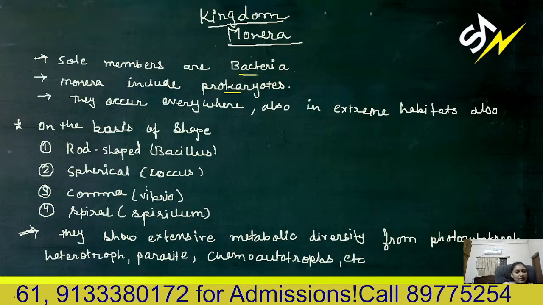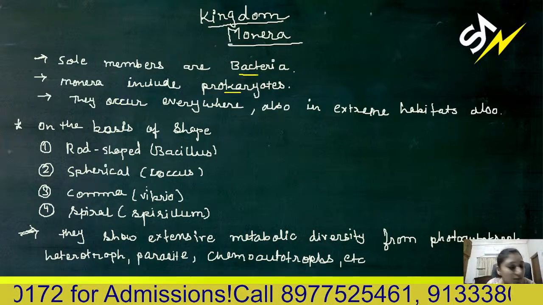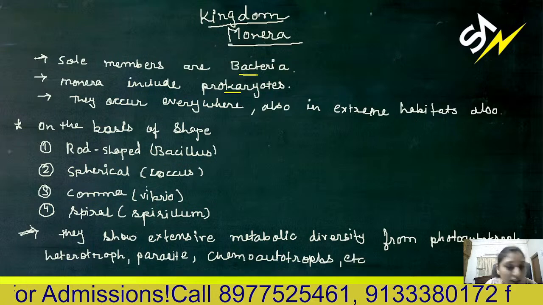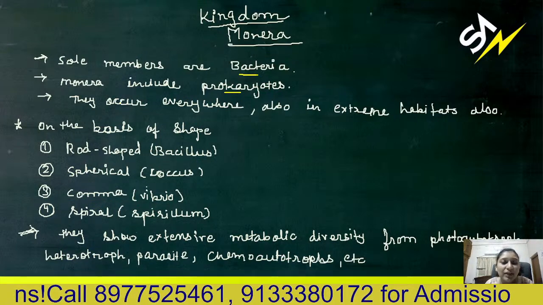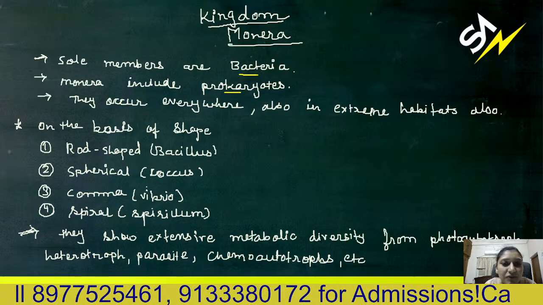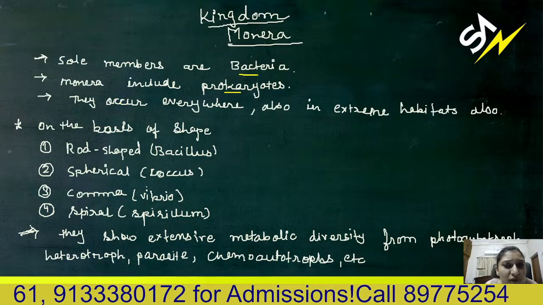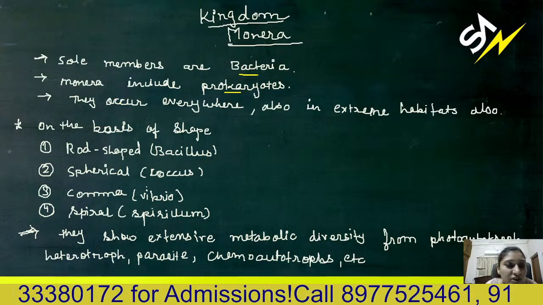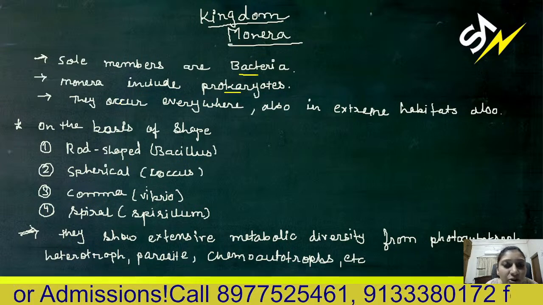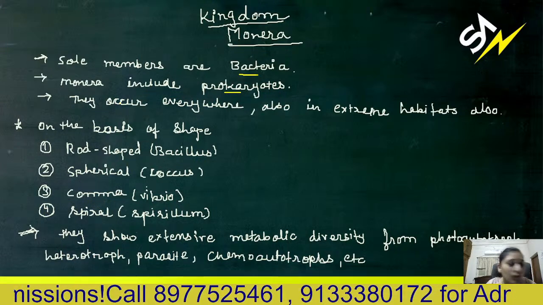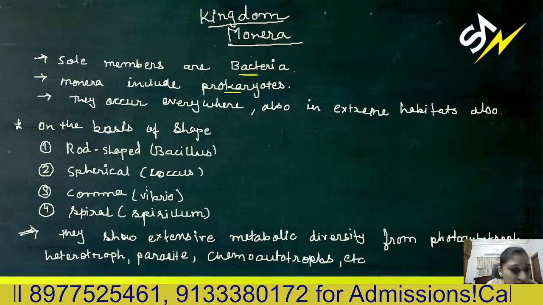So they occur, see, focus on the lecture, guys. Those who are joining right now, try to focus on the lecture, concentrate on the class. Then only you can give answers and solve the MCQs at the end. Monera, all the members of Monera are prokaryotes. That means not possessing a proper true nucleus, without nuclear membrane. The nucleus is devoid of nuclear membrane, right?